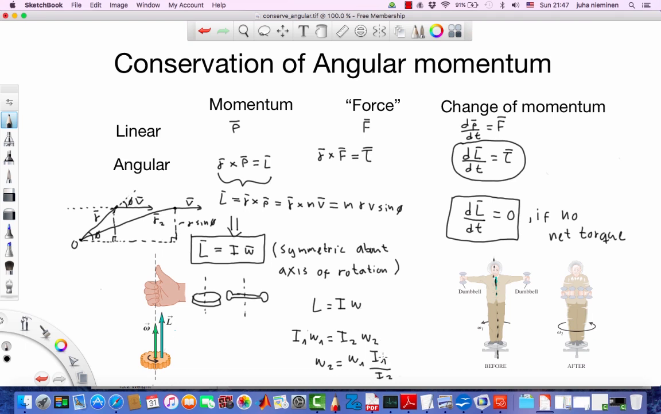And I2, the moment of inertia in the second case, is smaller than in the beginning because the mass is closer to the rotational axis, which means that the angular velocity must increase in order to conserve angular momentum.